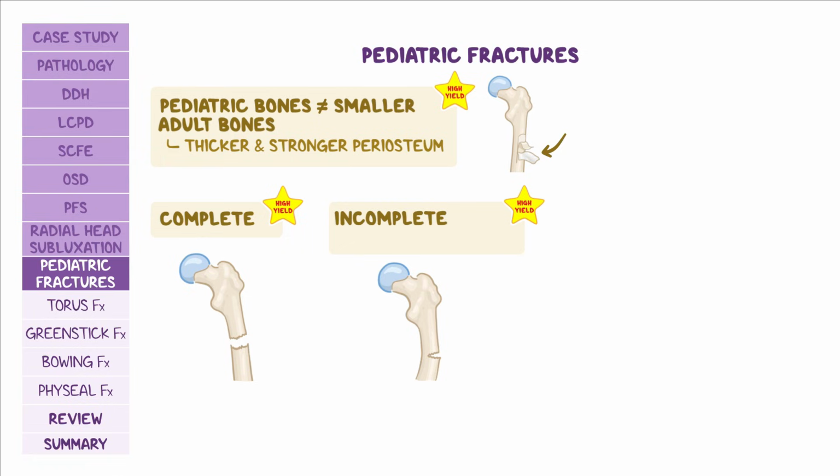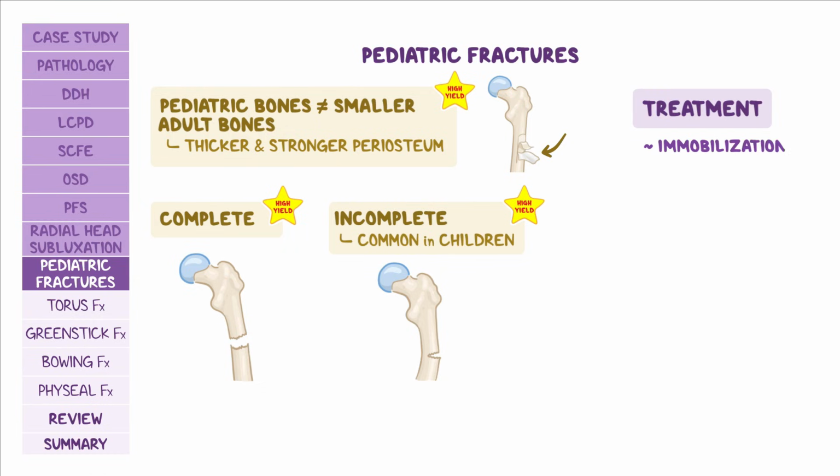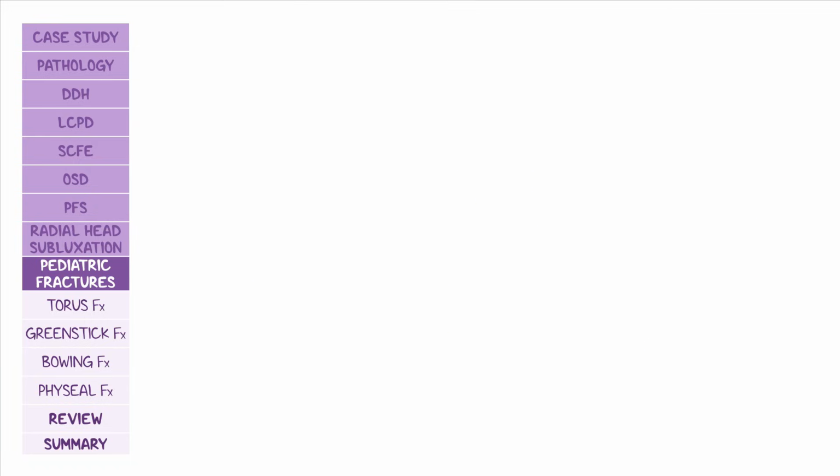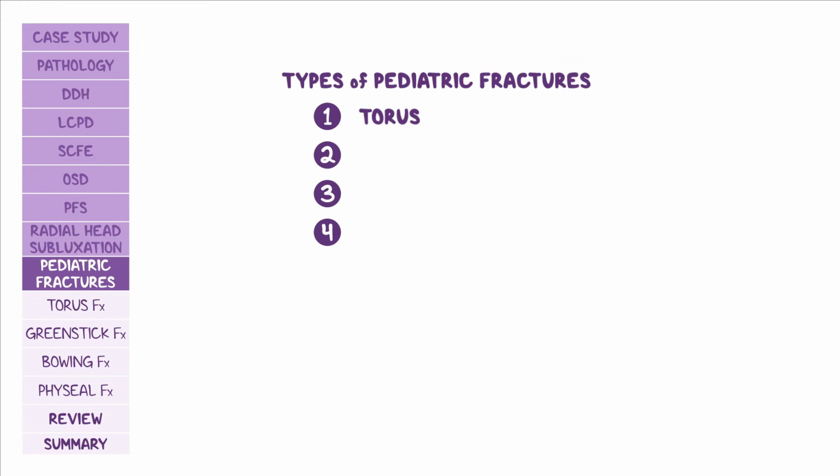For your exams, keep in mind that incomplete fractures are particularly common in children, due to the presence of the stronger periosteum, which can better resist forces applied to bones. Treatment of bone fractures generally involves immobilization of the affected limb in addition to the use of removable splints or casts to allow the bone to heal. Some severe or displaced fractures may require surgery. Now, the 4 high-yield types of pediatric fractures include torus fractures, greenstick fractures, bowing fractures, and physeal fractures.